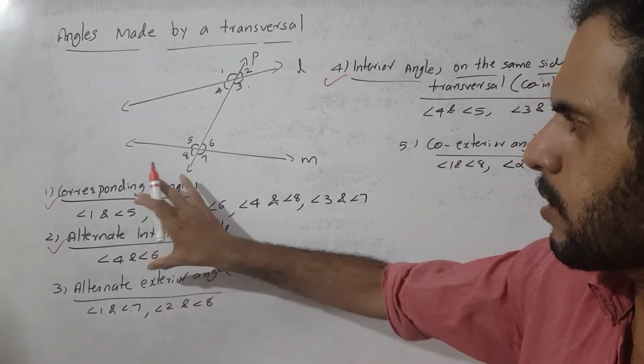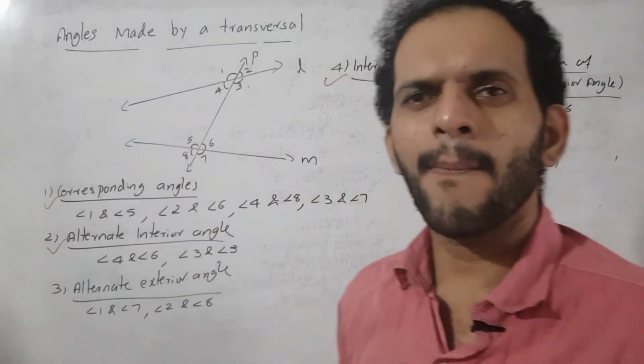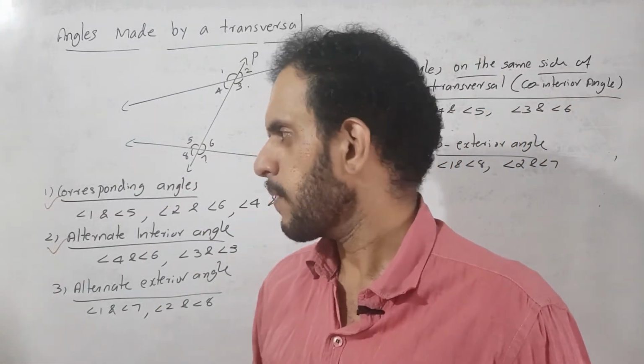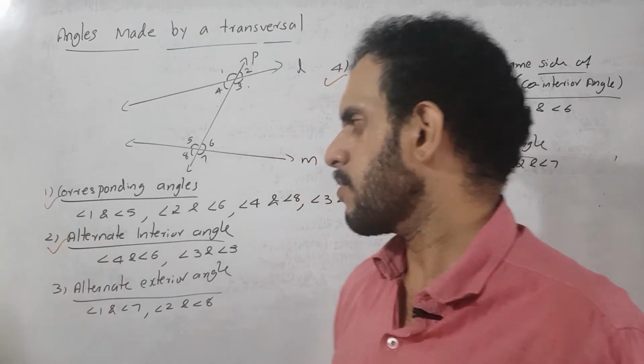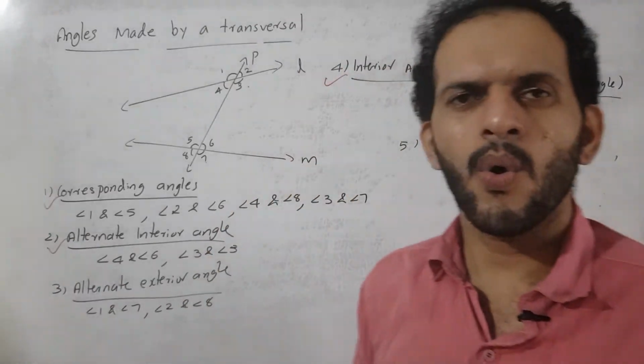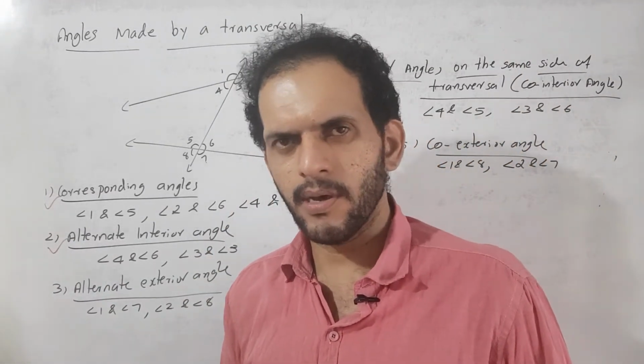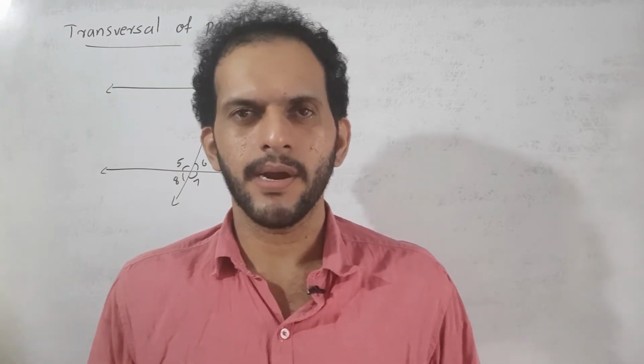Among these names, the angles we mainly use are corresponding angles, alternate interior angles and co-interior angles. These three we mainly apply in the problems. Corresponding angle, alternate interior angle and co-interior angle. Is it clear? Next we are discussing the next idea.